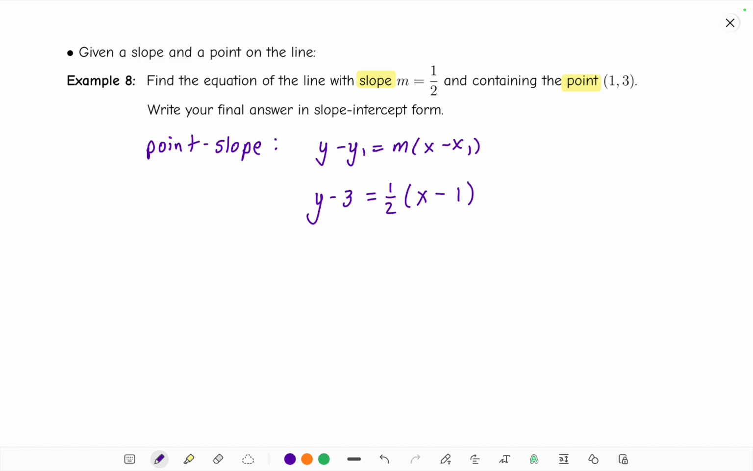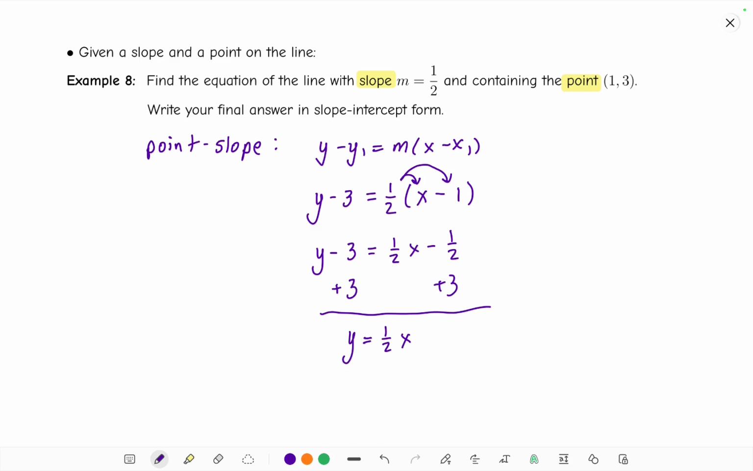Now to get it in slope-intercept form, you take this form and solve it for y. So the first thing I'm going to do is distribute the 1/2. So y minus 3 equals 1/2 x minus 1/2. And then we add 3 to both sides. So we get y equals 1/2 x. Negative 1/2 plus 3 is 5/2. And there's our answer in slope-intercept form.